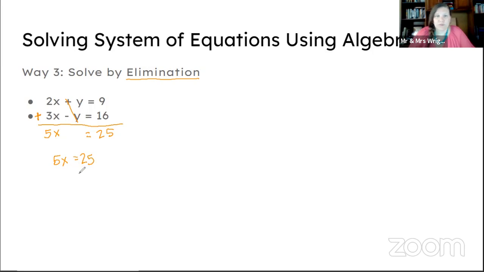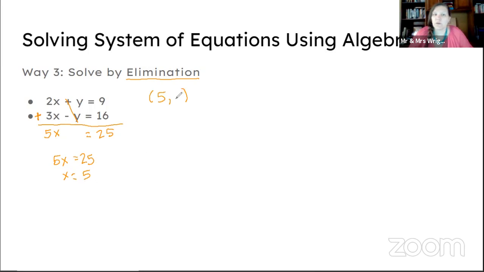What's our goal? Do you remember what our goal is? Well, we're trying to find an ordered pair. We're trying to find out what is x and what is y. Well, we can easily from this figure out what x is going to be. Our next step is just to divide by what's being multiplied by the x. Well, right now we have 5 times x, so we're going to divide both sides by 5, and we get x equals 25 divided by 5. Using my calculator is 5. X equals 5.